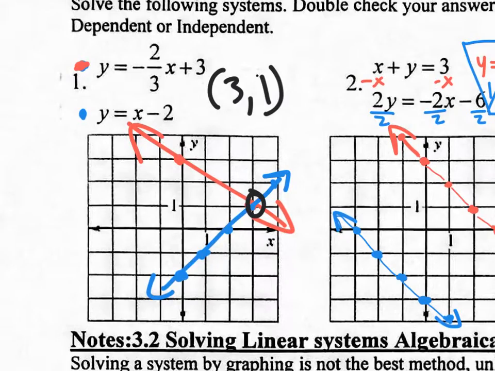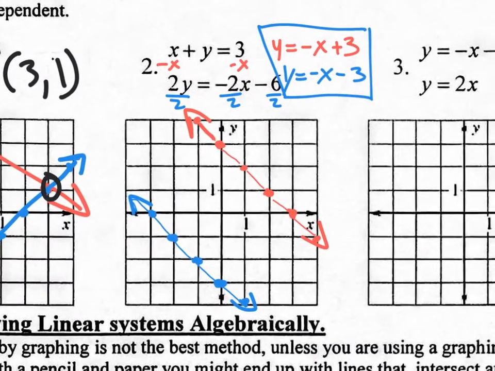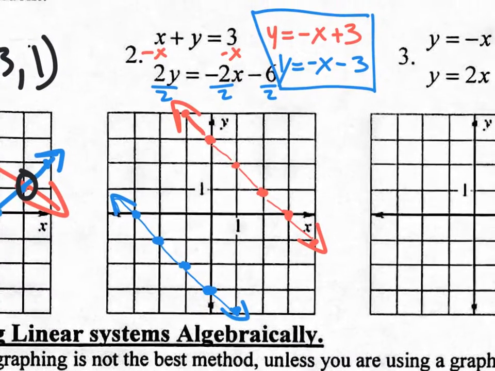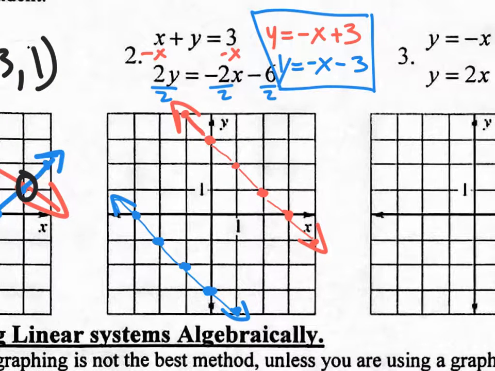So number 2 is already done for us right here. I wanted to speed it up so we could get to the actual notes on this video. You get y by itself by subtracting x. What you do to one side, you do to the other. You're going to have y equals -x plus 3. Then you divide everything by 2 to get rid of the 2 and get y by itself. And we notice that we have almost the exact same equation.